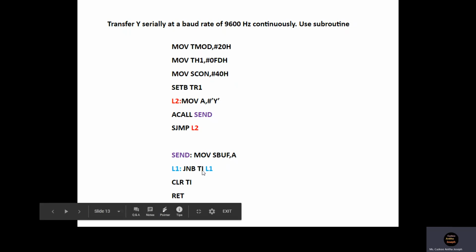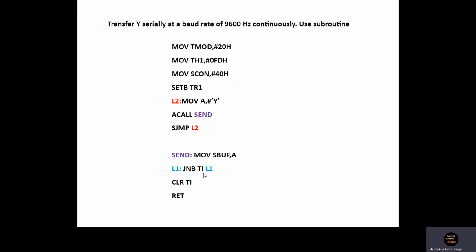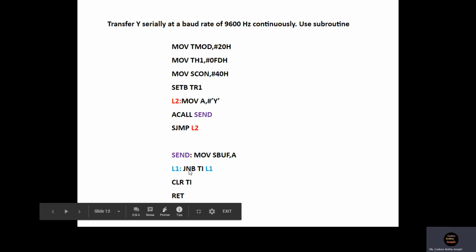When TI is equal to 0, we should wait. And when TI is equal to 1, it means data transmission is complete. We can load the new value. So the instruction that will make us wait on the TI flag is JNB TI, L1. L1 should be the label of the same instruction.